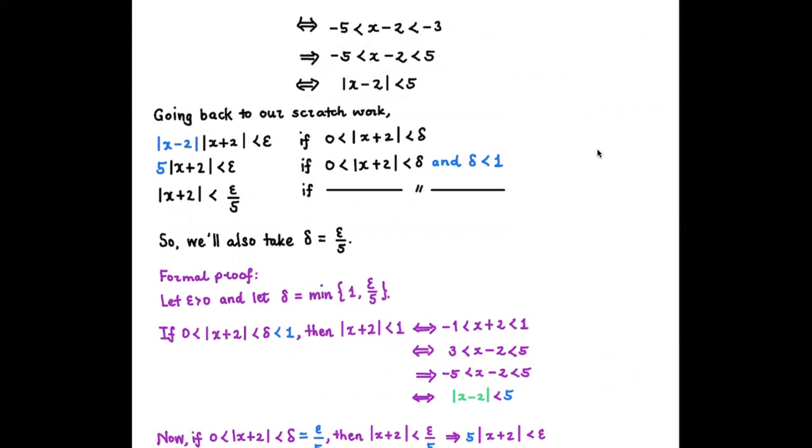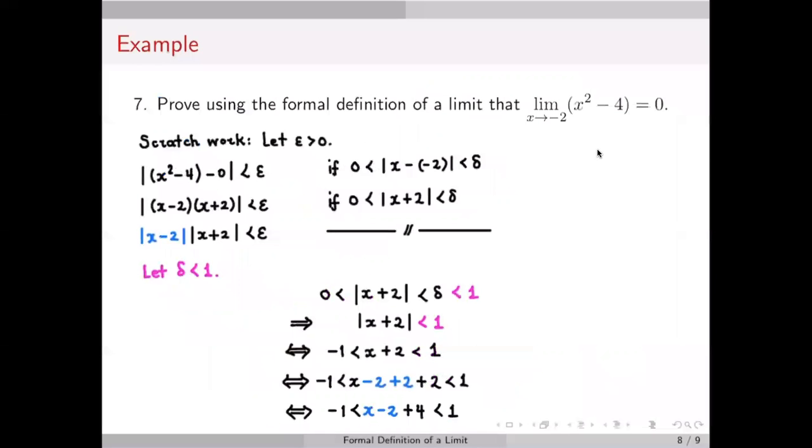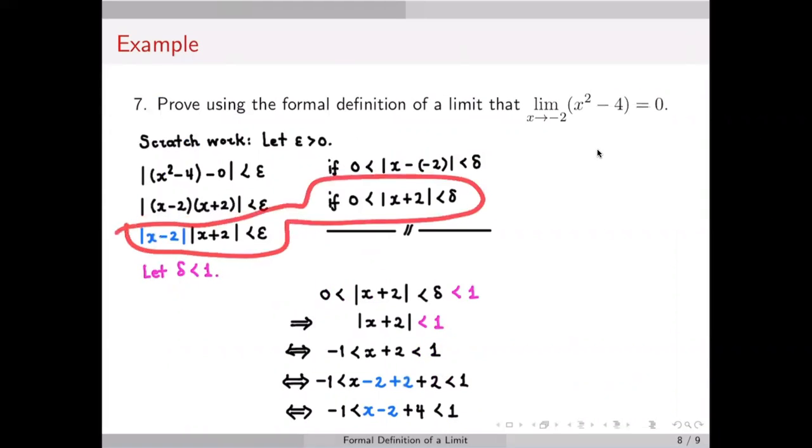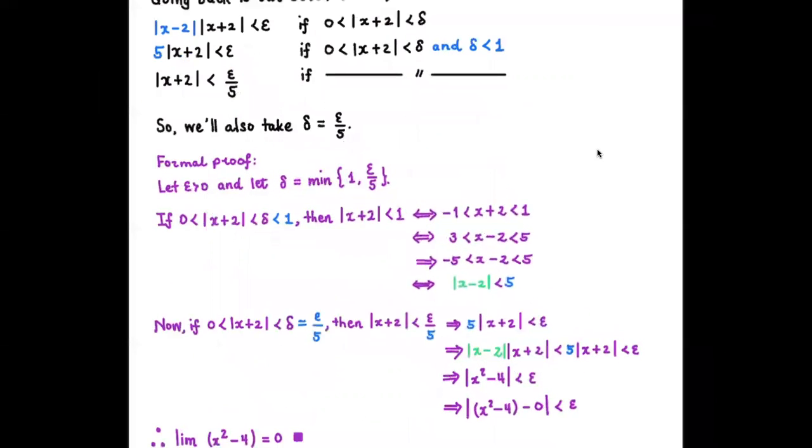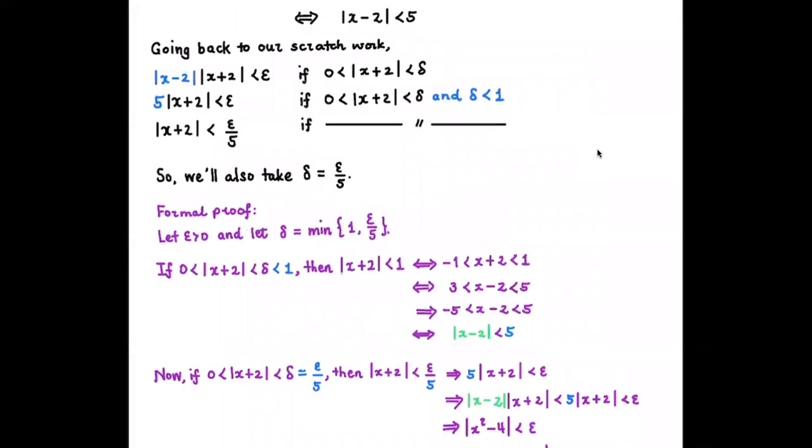So going back to our scratch work, we have this original statement from the previous one. If we now replace absolute value of x minus 2 by 5, we have to add this restriction: absolute value of x plus 2 is less than epsilon over 5. So we'll also take delta to be equal to epsilon over 5. So here's our formal proof.